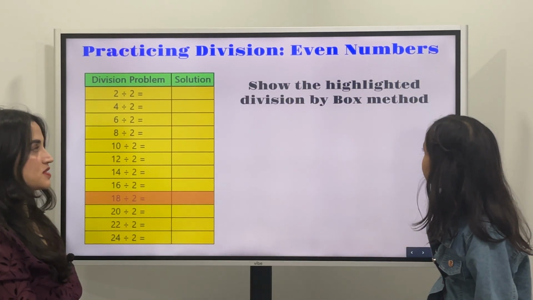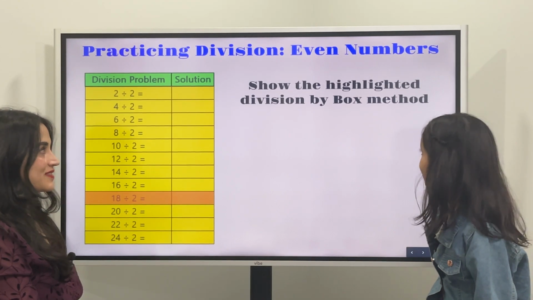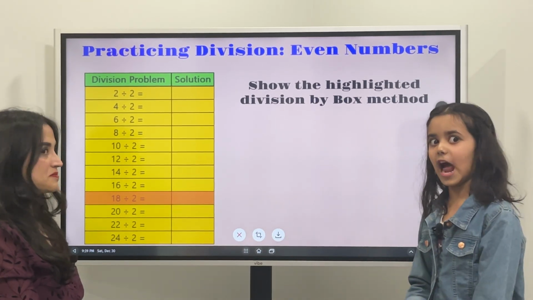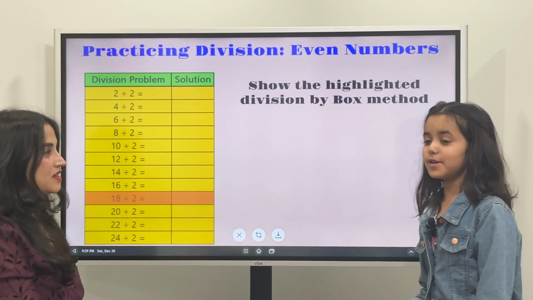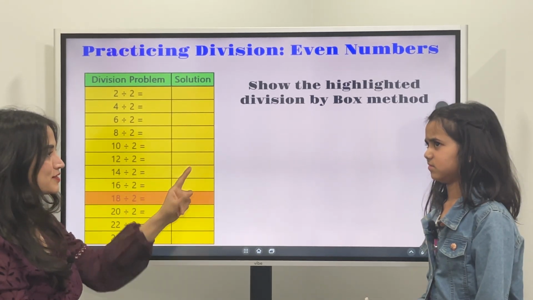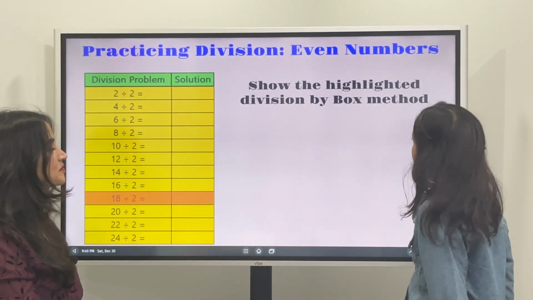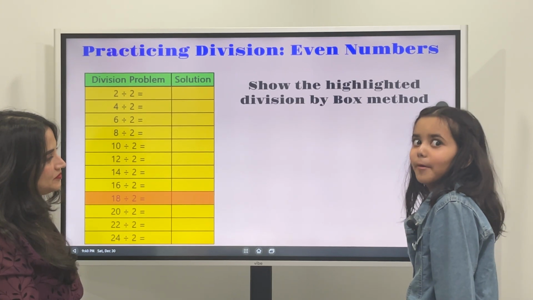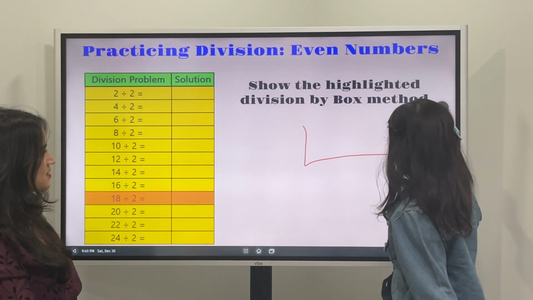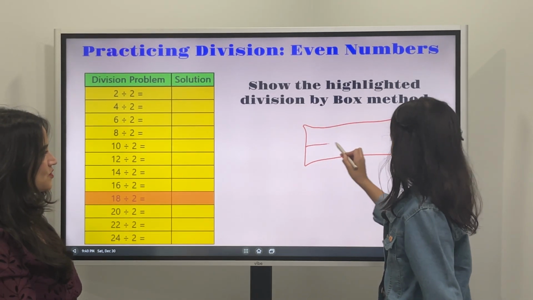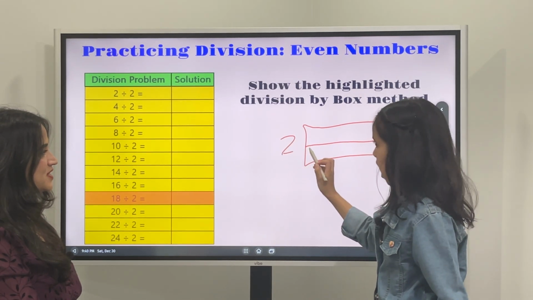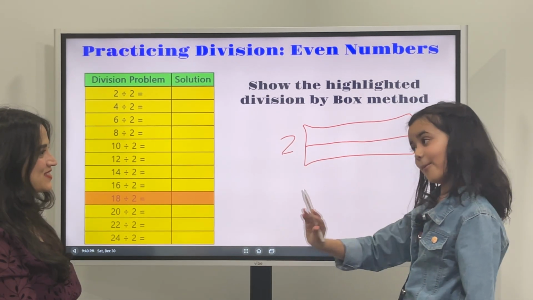Now the highlighted division by box method. So you have done the group method, and the box method also you did, right? Like 2 ones are 2, 2 threes are 6. Yeah, I know the box method really well. So, box. Oh, you are a master in that. What is the answer?